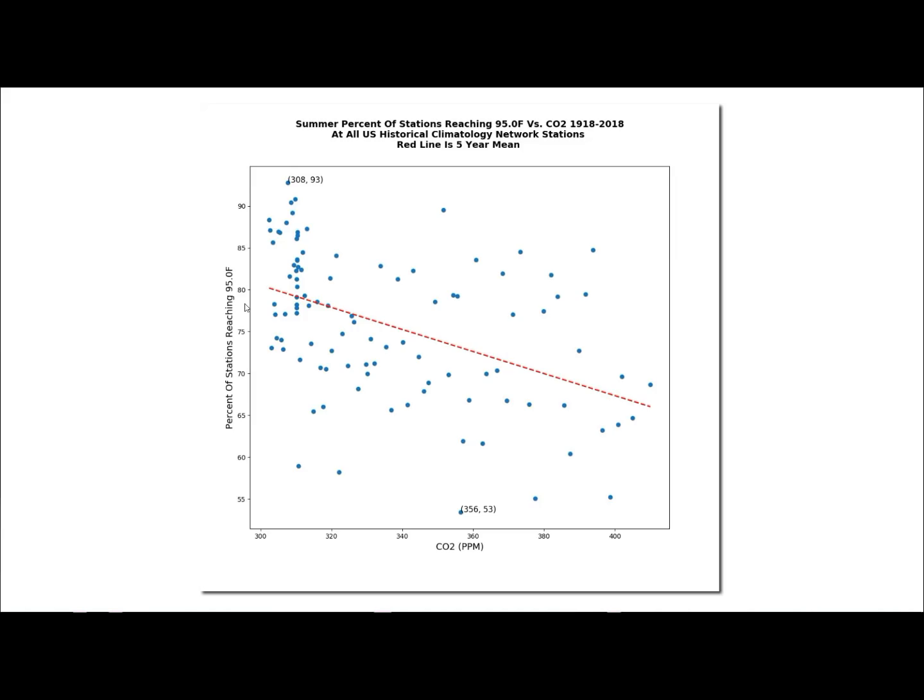But they don't want you to know it. They're hiding it from you. That's because they have an agenda to demonize carbon dioxide.